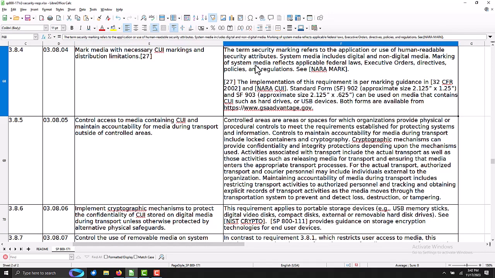So look over here on the other side, another cell here. It says, the term security marking refers to the application or use of human-readable security attributes. System media, including digital and non-digital media. Marking of system media reflects applicable federal laws, executive orders, directives, policies, and regulations. See NARA marks. Okay, so NARA marks.